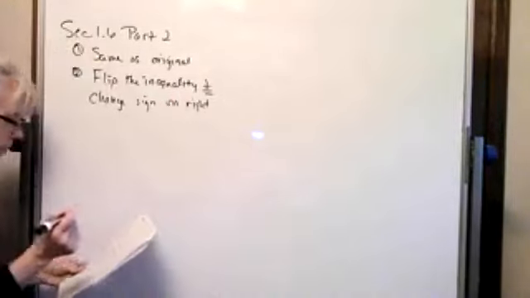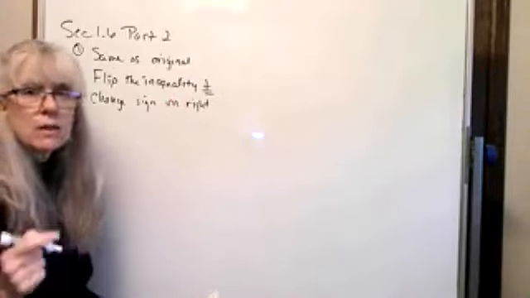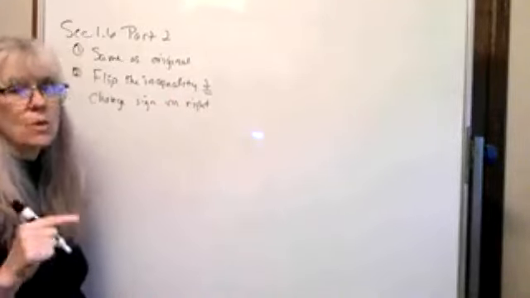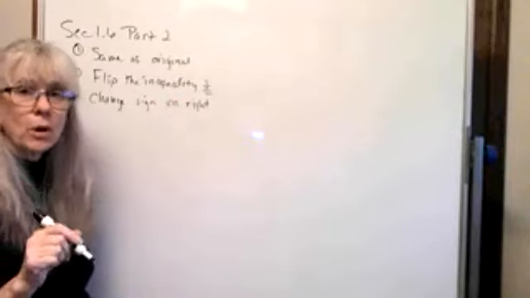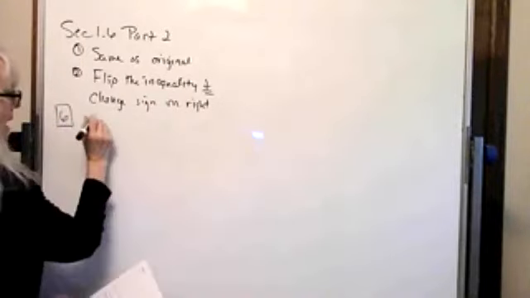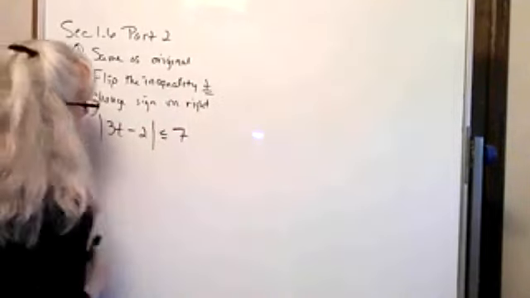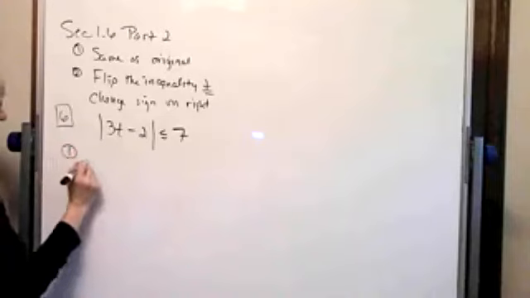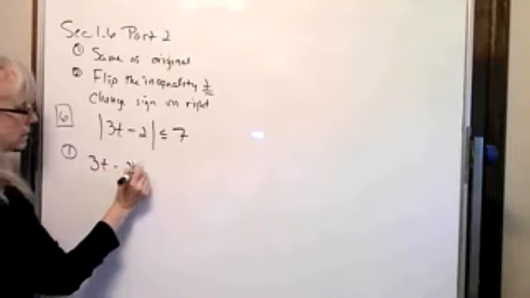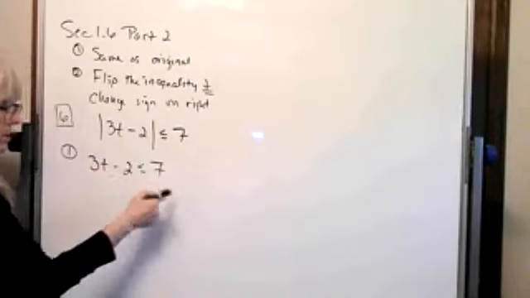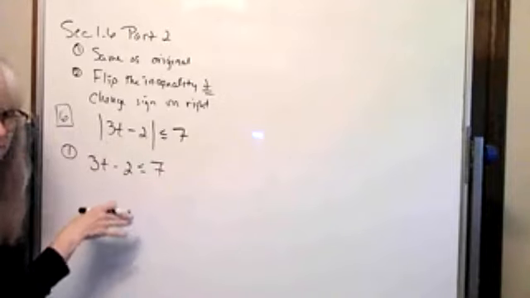So let's go ahead and try one. The directions ask us to solve the inequality, graph it, and then write the answer using interval notation. Very important. Make sure you're using your interval notation. We'll start off with a gentle example, example 6, which says the absolute value of 3t minus 2 is less than or equal to 7. So the first statement is 3t minus 2 less than or equal to 7. Nothing changed. We just dropped those absolute value bars.